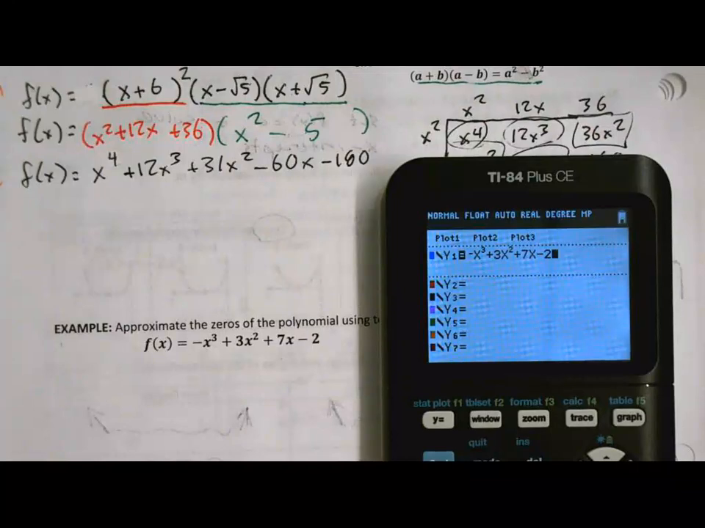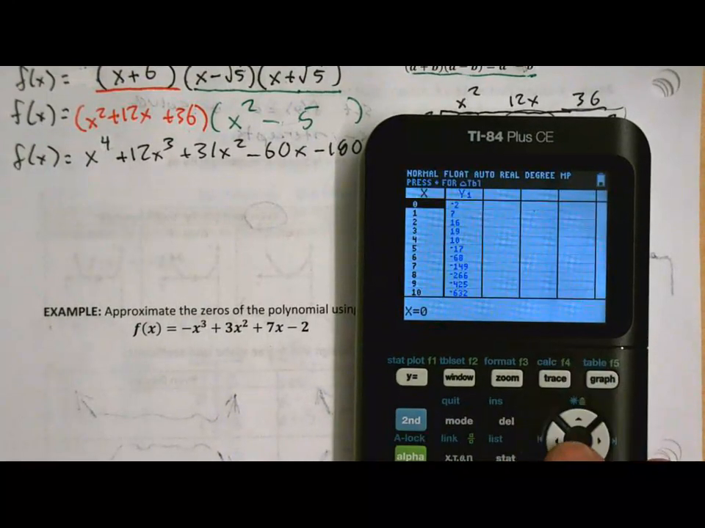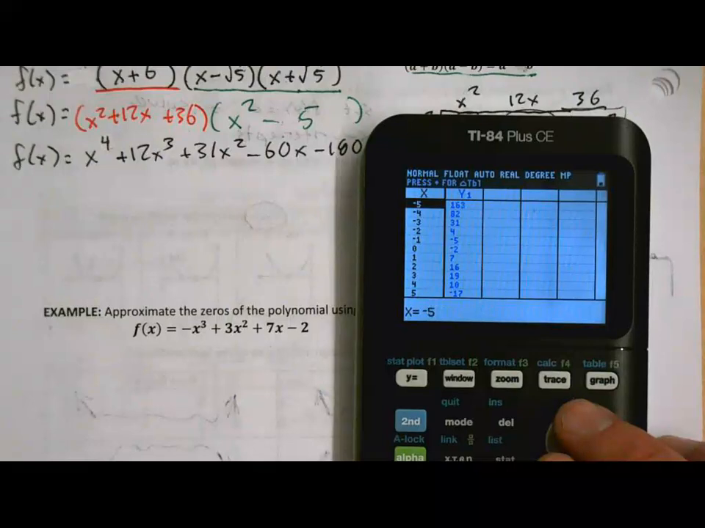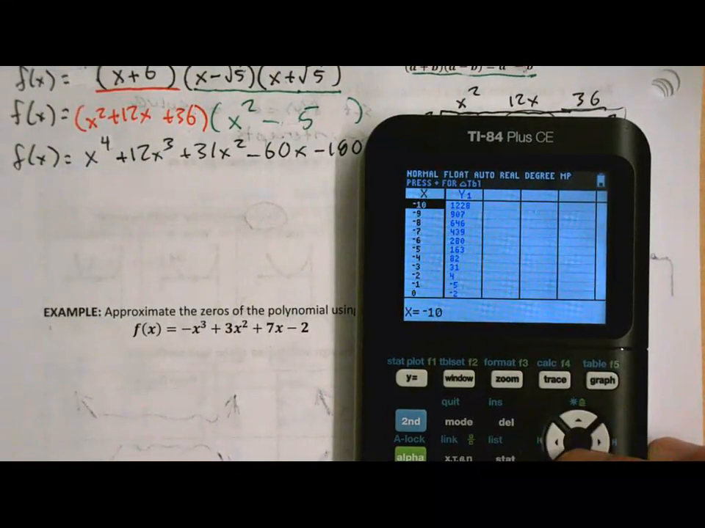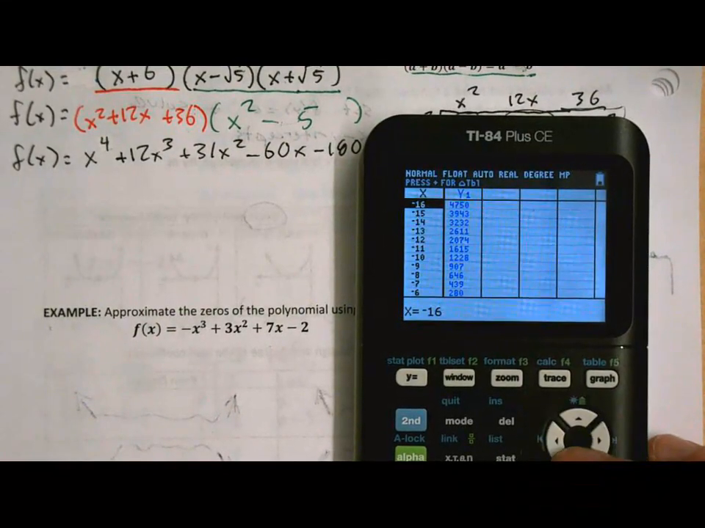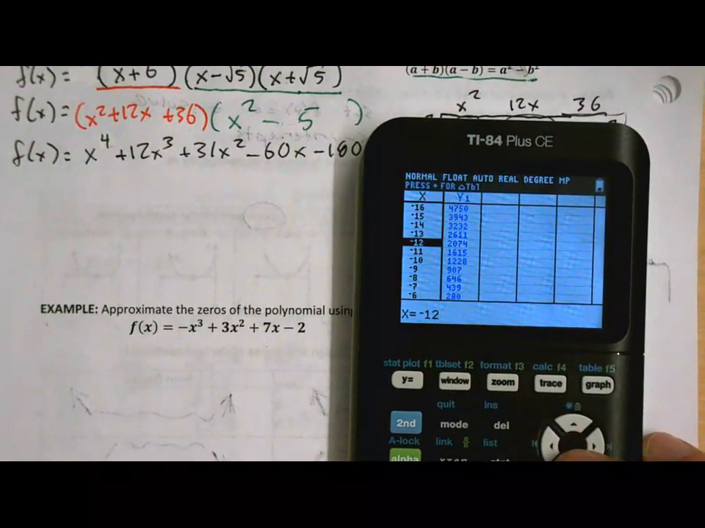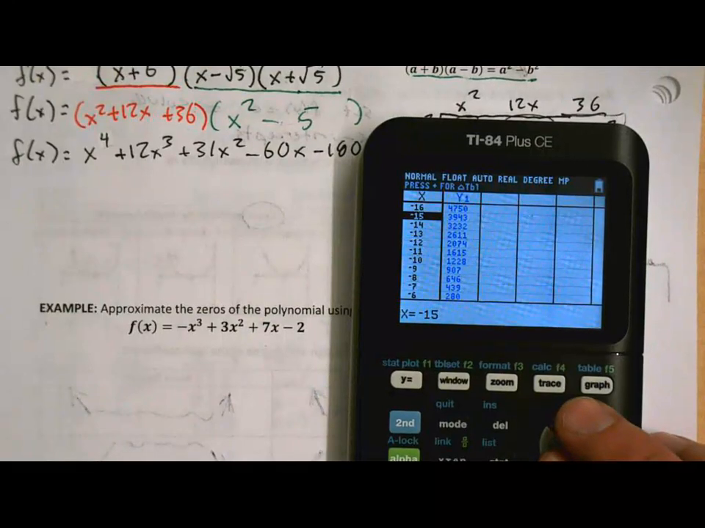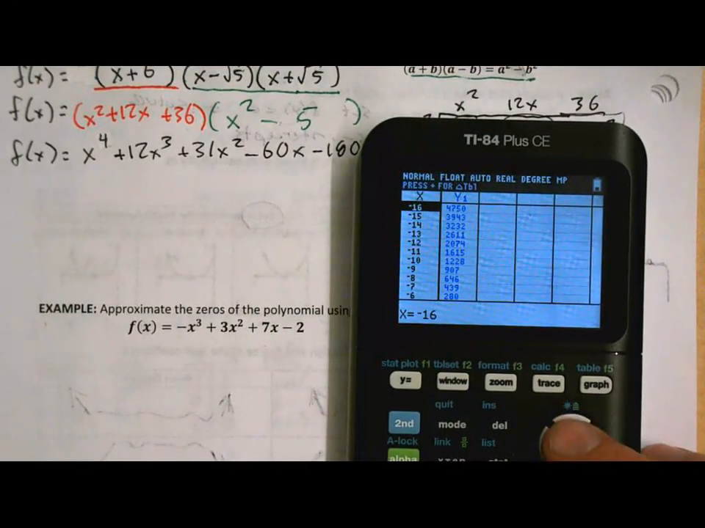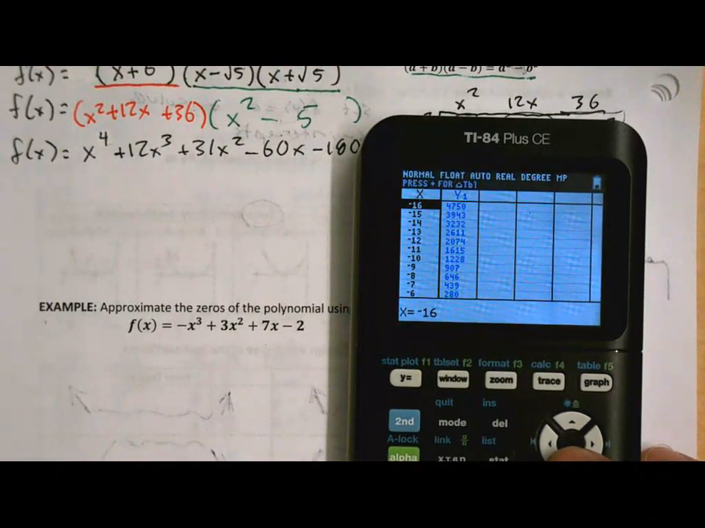So do you guys remember how to get to the table? It's second graph. And I'm just scrolling up to kind of see what's going on at the negative end. Ooh, boy, that is getting pretty huge pretty quickly. That would be that end behavior happening right there. You see how those numbers, as I get more and more negative, those y values are getting bigger and bigger and bigger. So I'd say on the left we're going up.